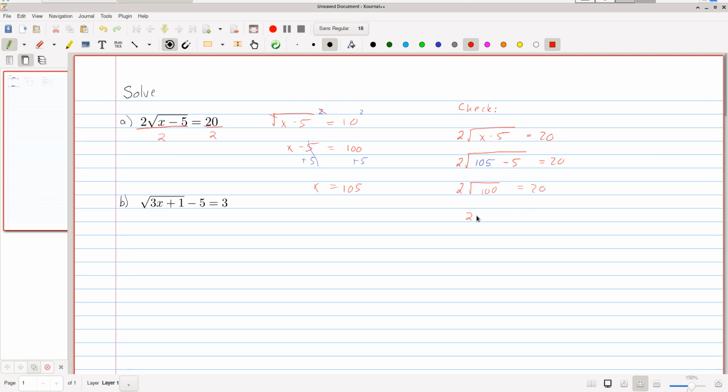The square root of 100 is 10. And 2 times 10 is 20. So 20 equals 20. We get the same value on both sides, so yes, this does check. X equals 105 is the solution.